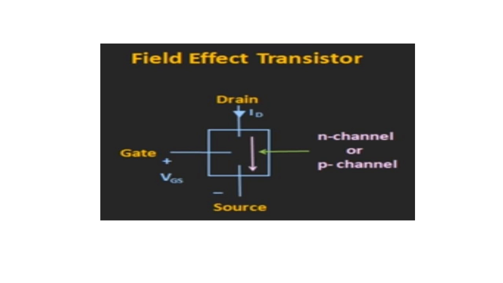There are two basic types of field effect transistors: junction field effect transistor, JFET, and metal oxide semiconductor field effect transistor, MOSFET. A junction field effect transistor is a three-terminal semiconductor device in which current conduction is by one type of carrier, that is electron or hole.